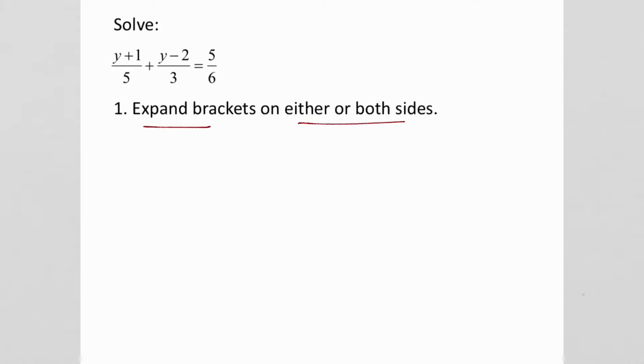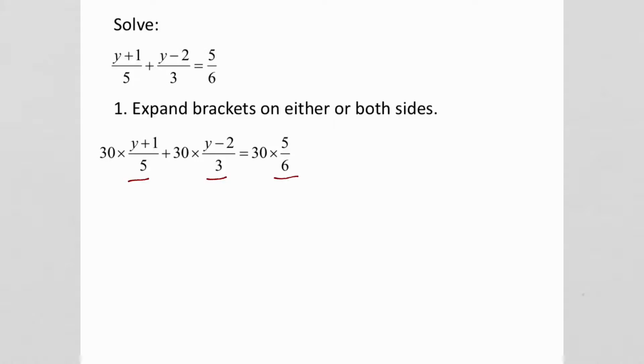We can't really do that because we've got fractions, and we need to get rid of the fractions first. The best way to do that is to think of a number that divides into 5, 3, and 6. In this case, 30. 30 and 5 divide very well, 30 and 3 divide very well, and 30 and 6 divide well as well. So we're going to use that number to get rid of these denominators, because we don't want them. It makes life a bit difficult.